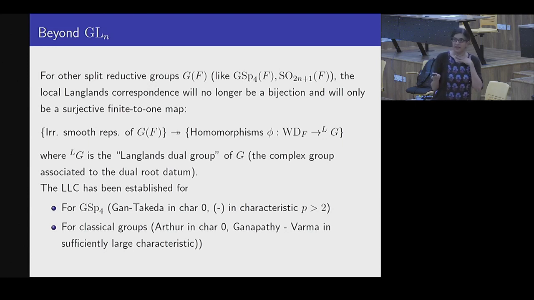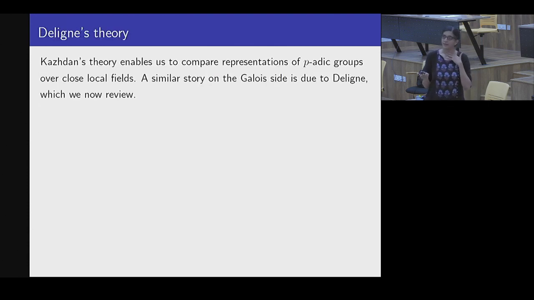But the Kazhdan isomorphism will allow you to compare representations of G(F) over close local fields, while the Langlands correspondence is a bijection between representations of G(F) and homomorphisms from WD_F. So we need a corresponding theory on this side, which will allow you to compare representations of WD_F over close local fields. This is due to Deligne, and I will recall that.